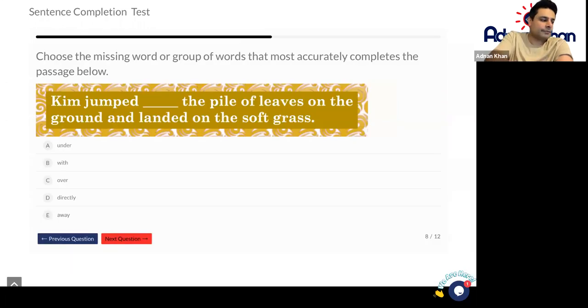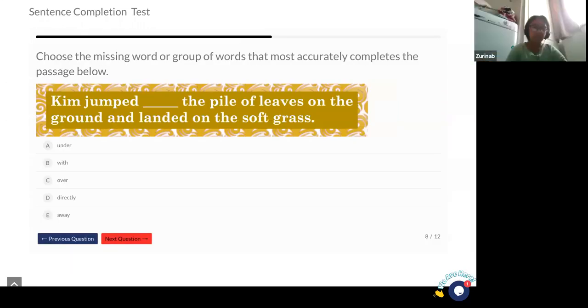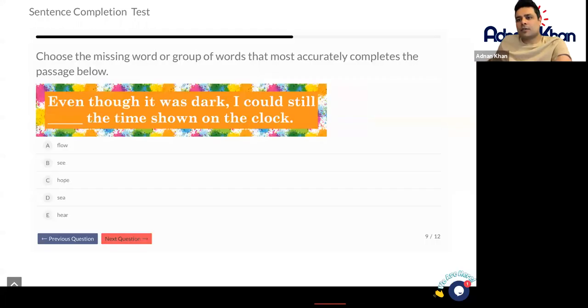Do this one as well. The sentence is: Kim jumped something the pile of leaves on the ground and landed on the soft grass. I think it's C. Kim jumped over the pile of leaves on the ground and landed on the soft grass. Well done, Zarina. Thank you so much.